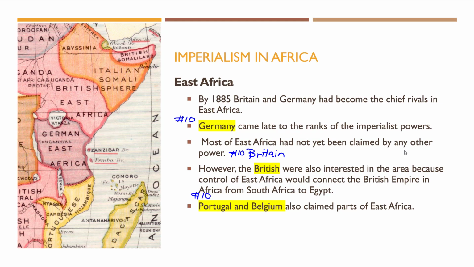All right, so here's number 10. There are certain countries that also claimed East Africa, which was Germany, and they came late into the imperialist race for Africa, but nonetheless they got claim to parts of Africa. Also Britain, again, got parts of East Africa so that they could connect their colonies to Egypt. Okay. And then Portugal and Belgium also claimed parts of East Africa, as you see here, Mozambique, Madagascar, and so forth. And we know of definitely the Congo. Okay, so that's number 10, and that's in East Africa.